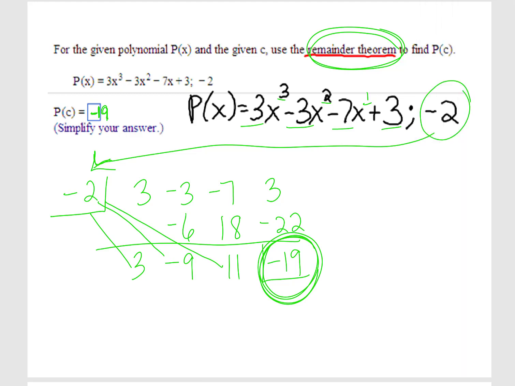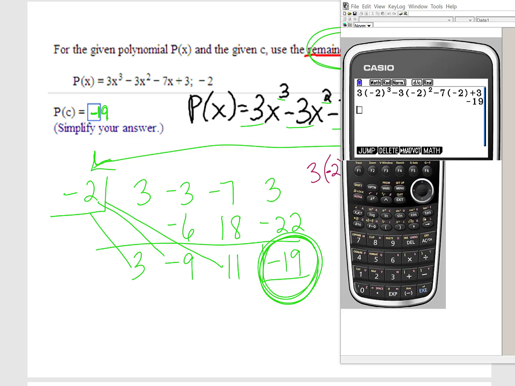If I was to set it up in my calculator, I would say, okay, 3 times 2 cubed minus 3 times, oops, -2. I'm getting this -2 from this number right here. -2 squared minus 7 times -2 plus 3. And voila, that's it entered into the calculator. And sure enough, we get -19.